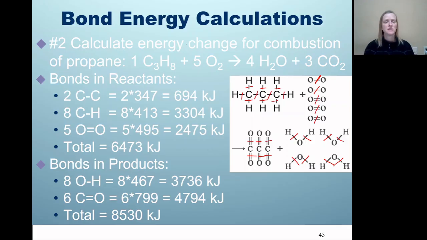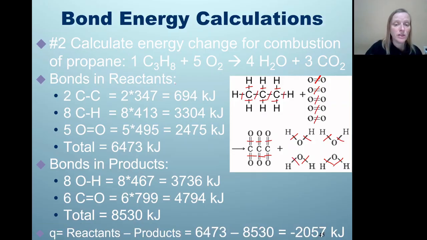The final step is to do the subtraction problem, reactants minus products. So 6,473 minus 8,530 gives us negative 2,057 kilojoules. Again, this is a combustion reaction, so I'm expecting it to have a negative Q value to represent that exothermic change. I hope this helped.